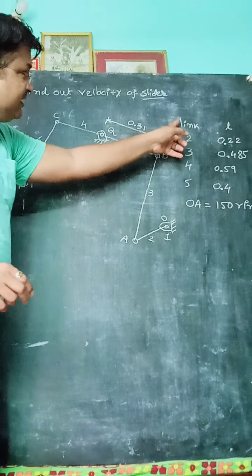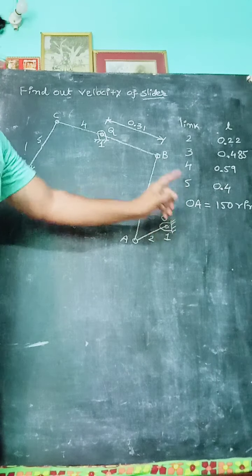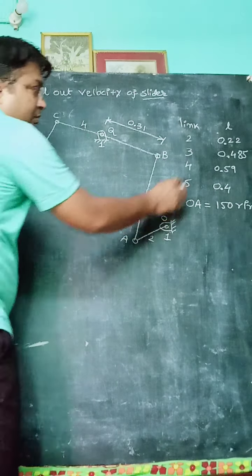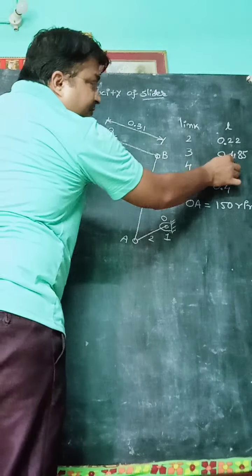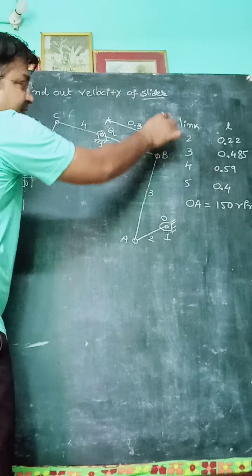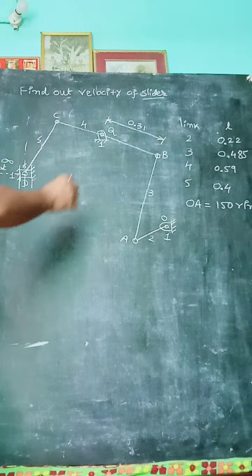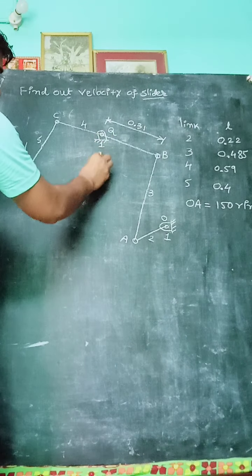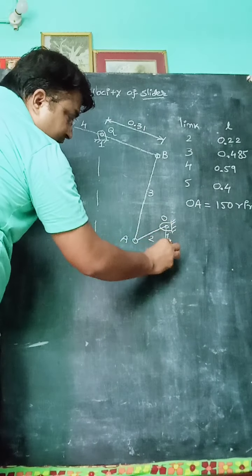Now these are the various dimensions which are available with us. Link number 2 is 0.22 meter long. Link number 3, 0.485 meter. Link number 4, link number 5, likewise, the dimensions are available. So one can easily plot this diagram. And yes, one more thing, the center to center distance is also given to us.